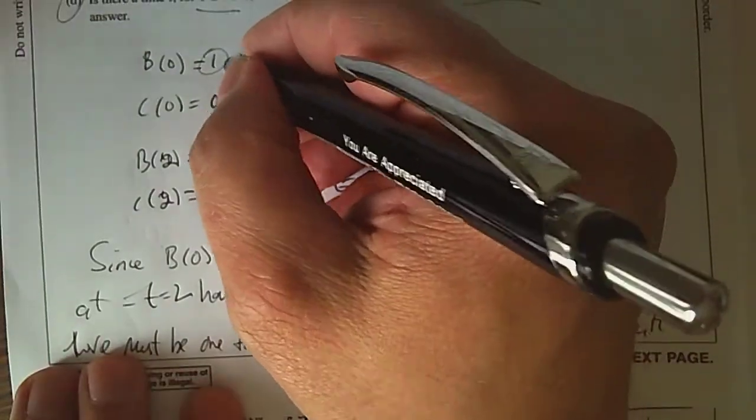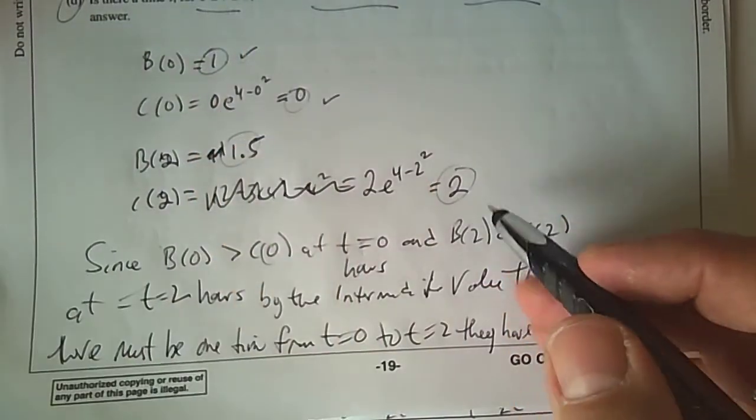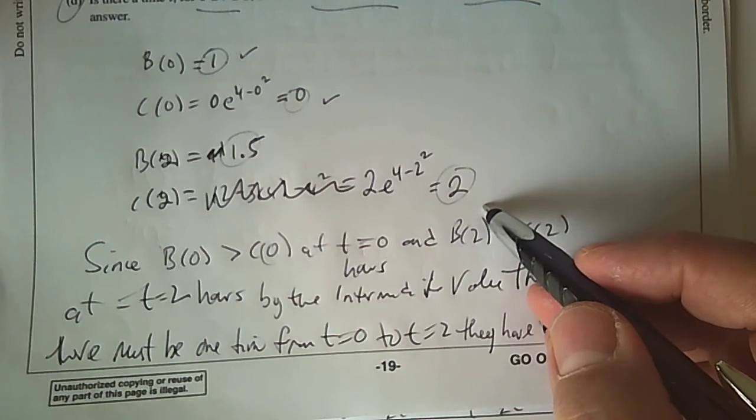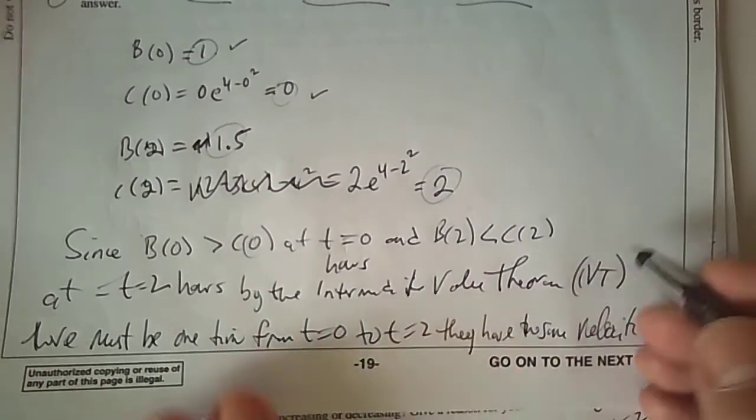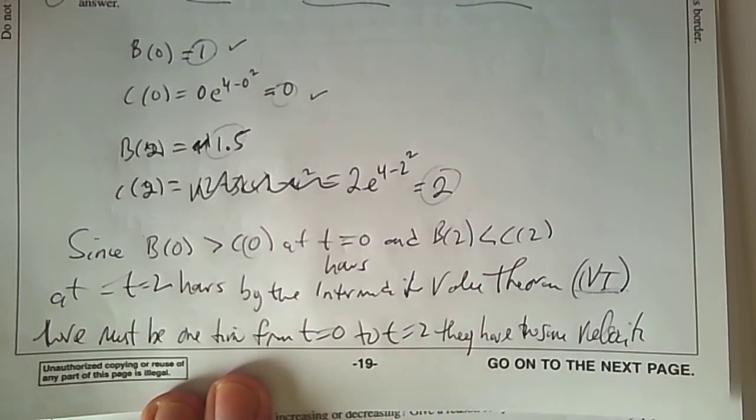See, if one is greater and then it switches and the other one's greater, there must be a time that at one point they're the same velocity before they switch, and one has a greater velocity than the other. And that is called the intermediate value theorem when you look through it and do that.